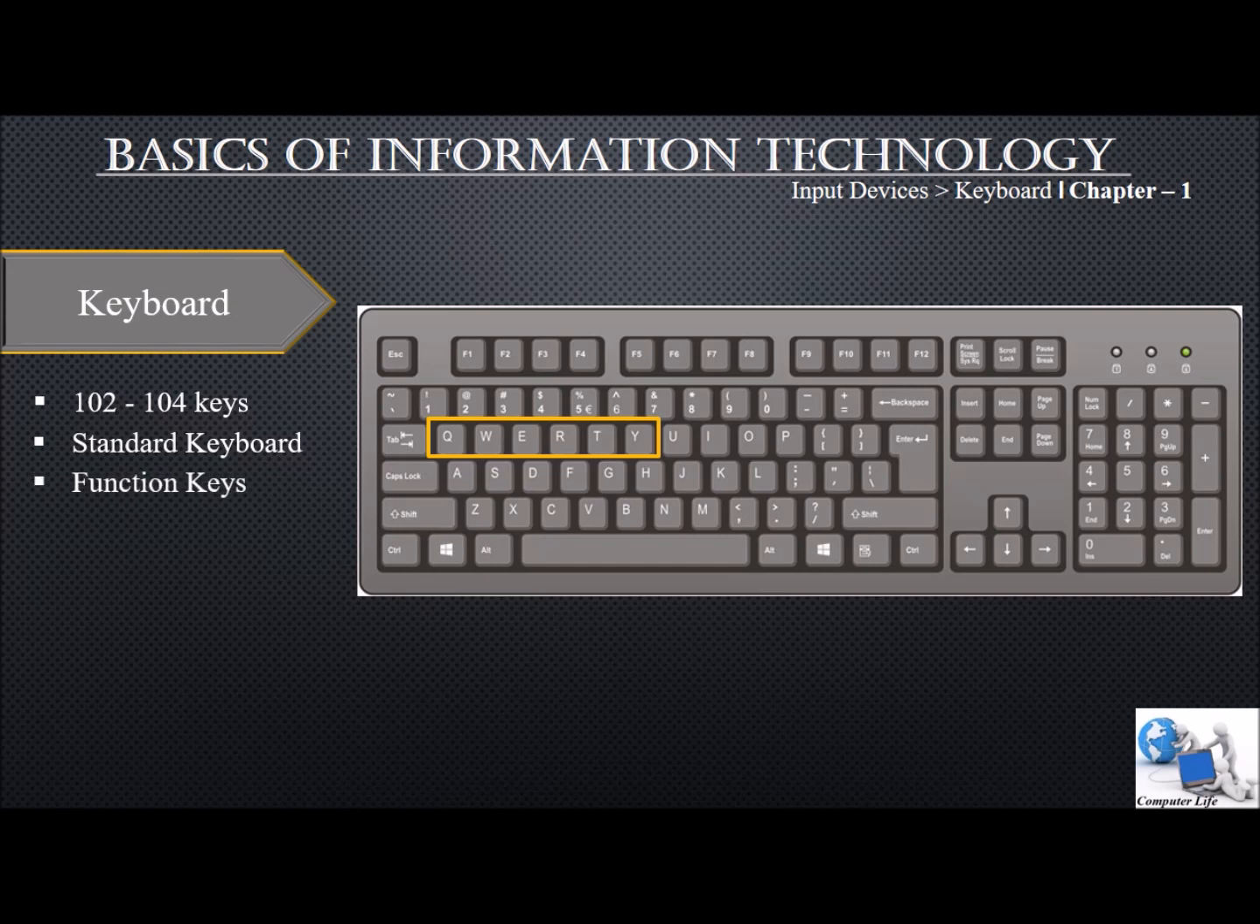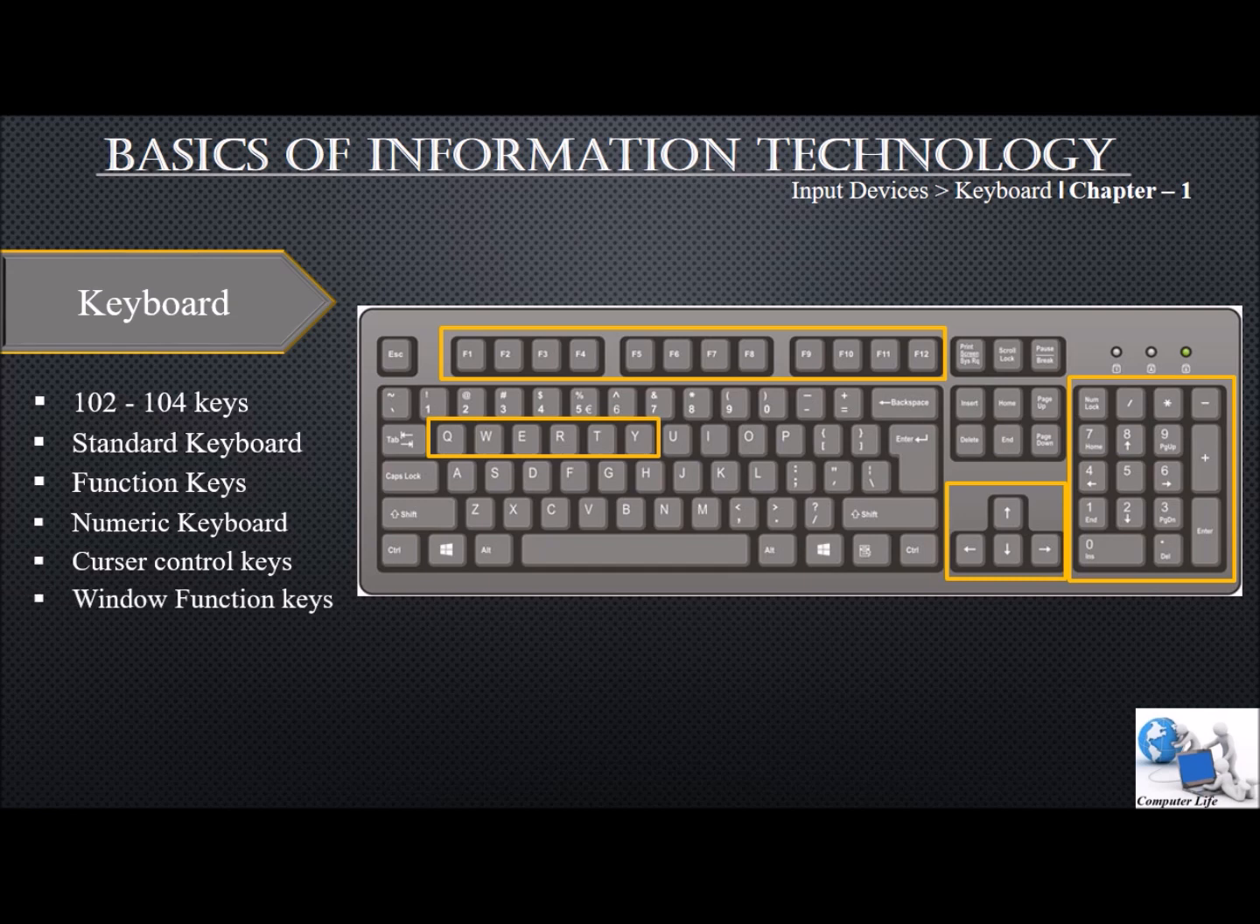Next is function keys. These keys are used to give certain commands to the computer. For example, if we press F5, then the system refreshes its software. And the next is numeric keys. These keys are used to enter numbers in the document or sheet as per the requirement. The next is cursor keys. These keys are used to control the cursor movements on the screen. The next is window function keys. These keys are used to perform the window functions as per the requirement.